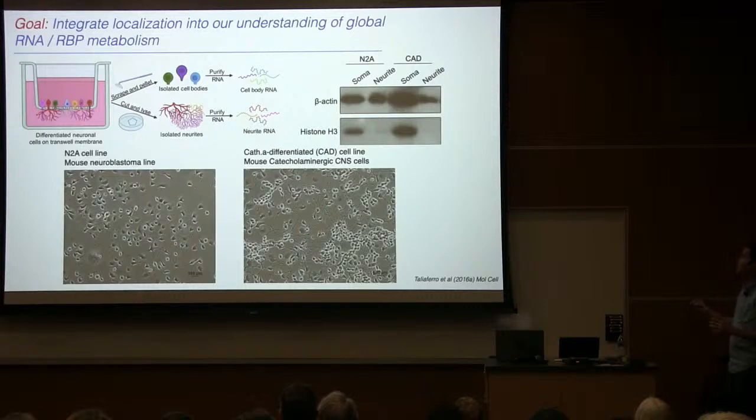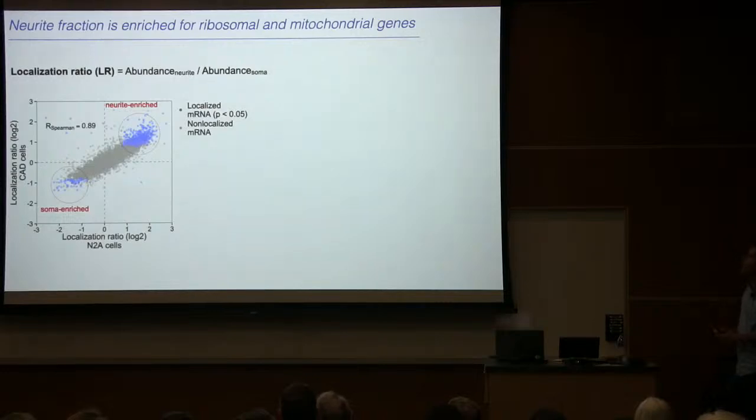And this is just a Western blot to show you that this fractionation really works. Histone H3 should, of course, be only in the cell body and not in the neurite, and that's where we see it. Okay, so what does this data look like? So for each gene, we can define something that we call localization ratio, which is just its abundance in the neurite fraction compared to its abundance in the soma fraction.